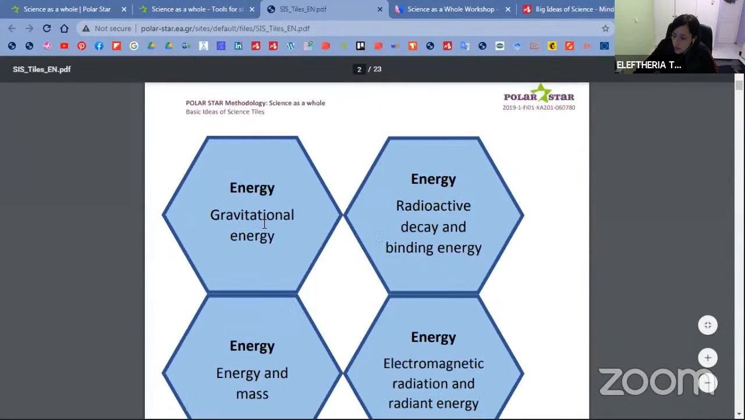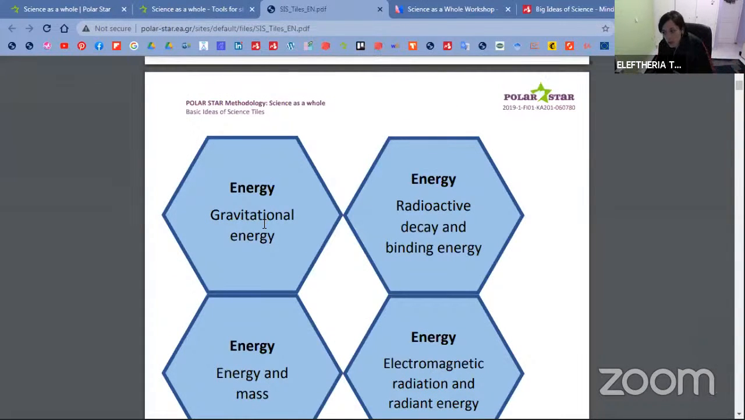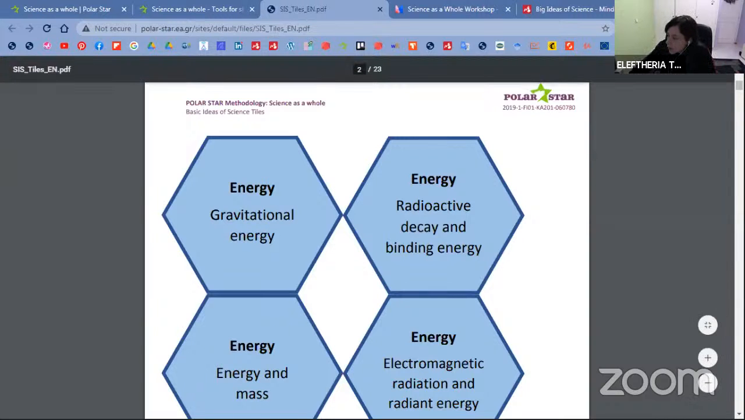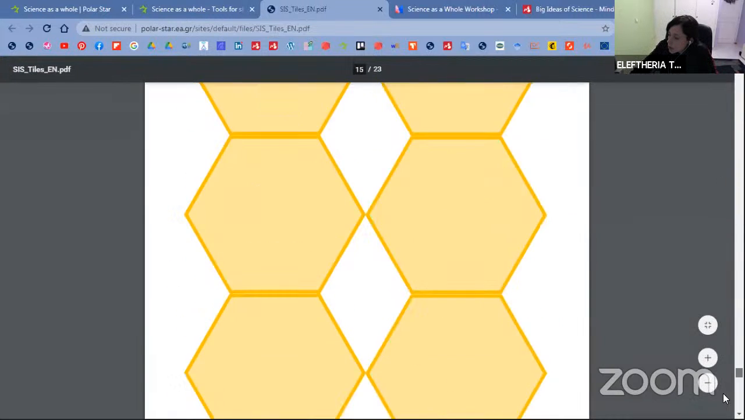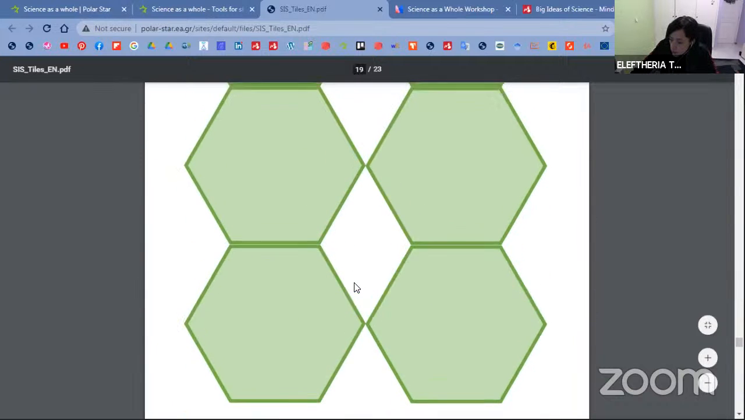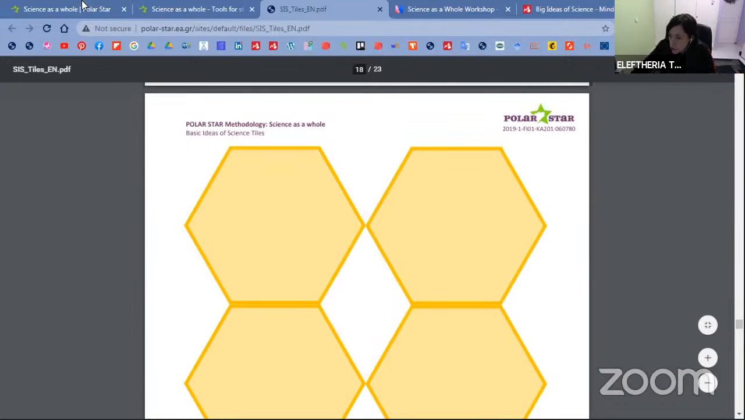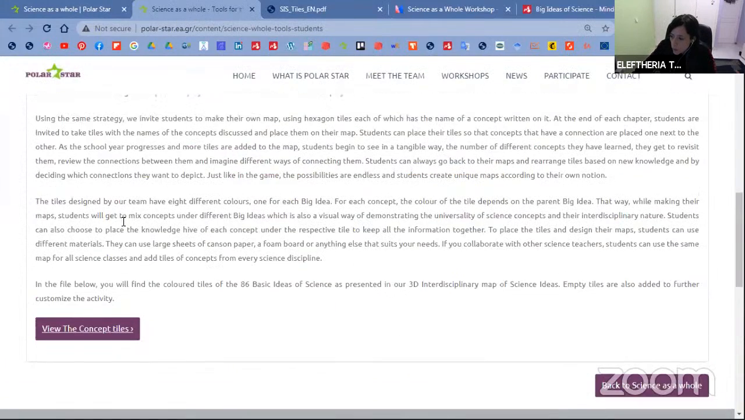And here you can have access to the pre-designed hexagon tiles in which we have added the 86 basic ideas of science that we have, because as we said, they are basically a super curriculum that covers all curricula. But at the end, we also have empty tiles for you to use if you want to create your own.